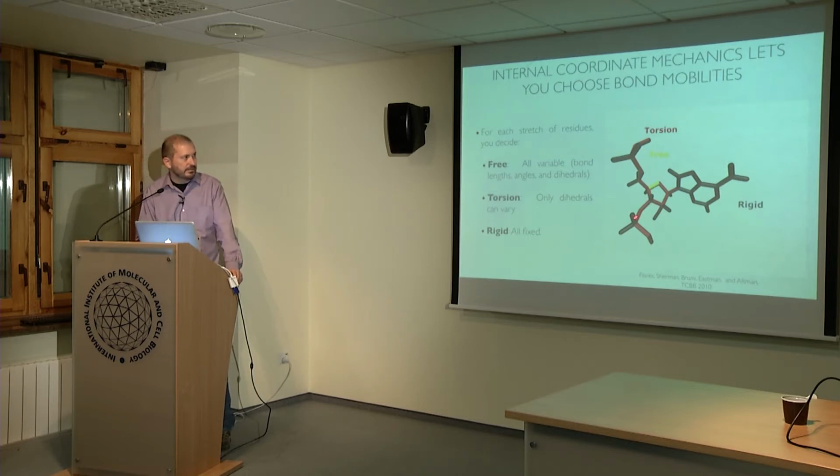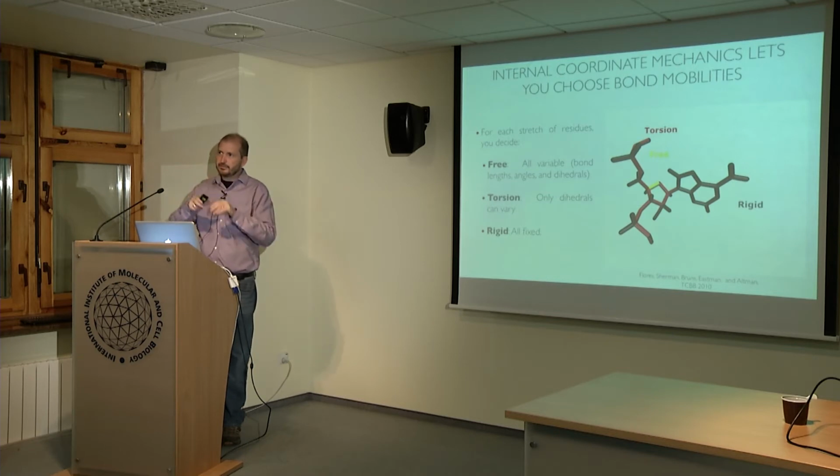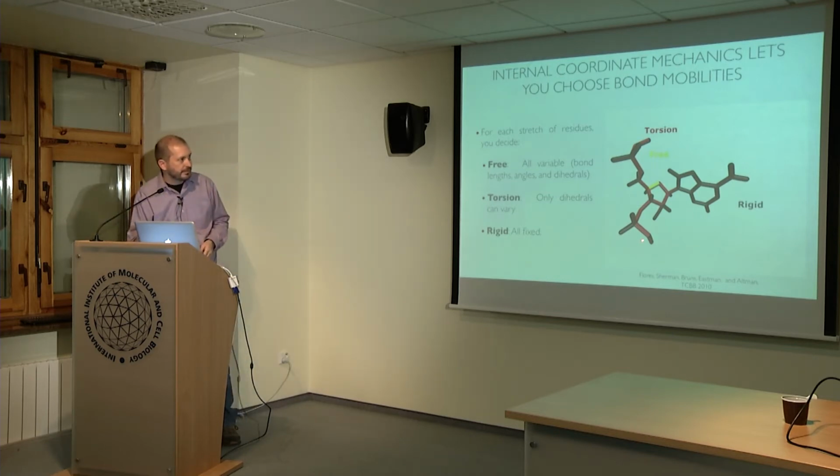The most typical way is by these torsion mobilizers, which can have a fixed bond length, fixed bond angle, and all they can change is their dihedral angle, or torsion angle. That's the kind of mobilizer you have on the backbone in most of the ribosome.